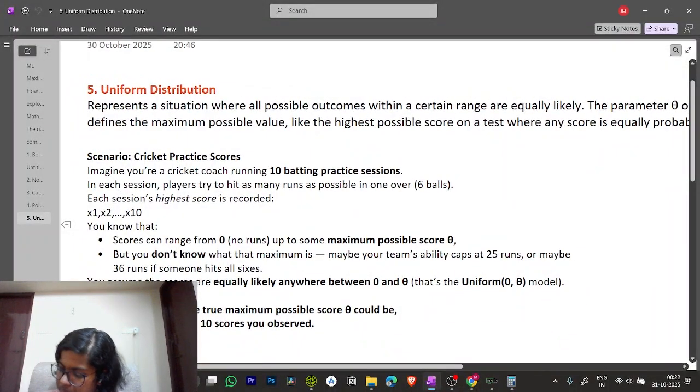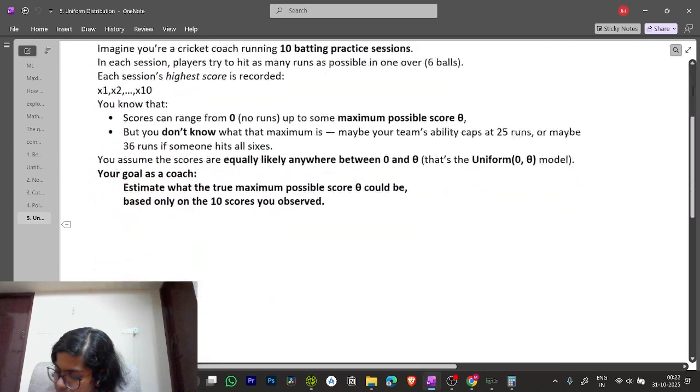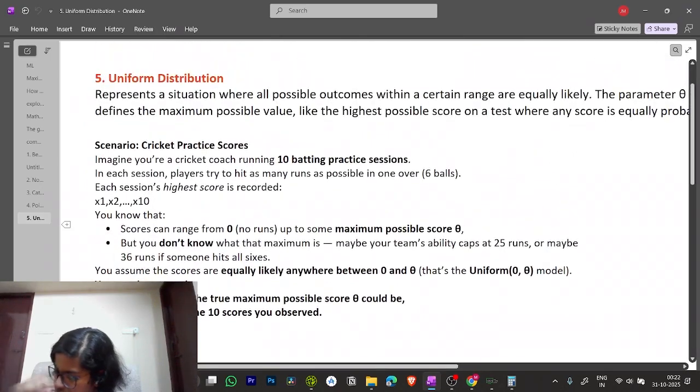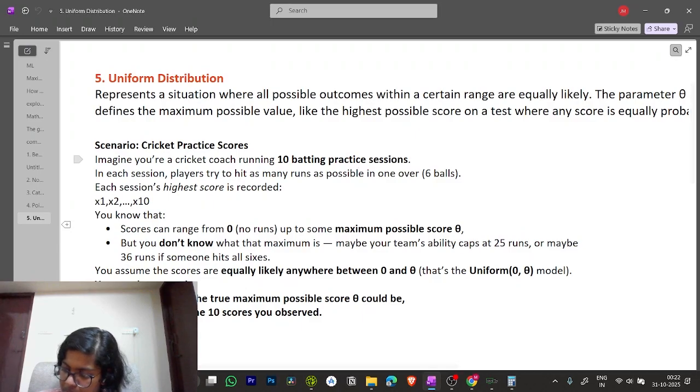So here, you're a cricket coach running 10 batting practice sessions. In each session, players try to hit as many runs as possible in an over. In each session, the highest score is recorded, x1 to x10. Okay. So it doesn't matter which player hits. They are just saying irrespective.